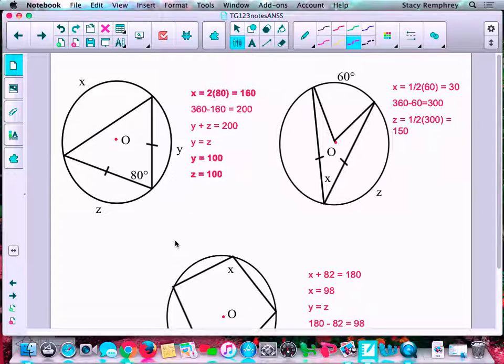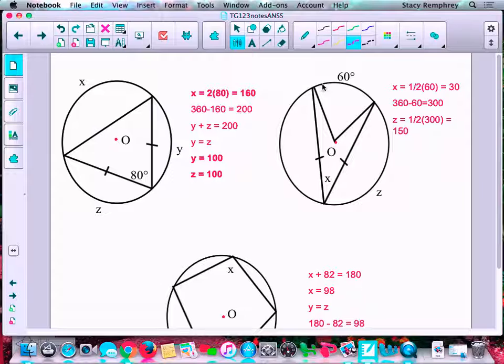All right, I didn't show all the colors this time. For arc x, that's intercepted with the 80-degree angle. This is half of what the arc is, so the arc must be 160. Then I took 360, I subtracted arc x, which was 160, which left me 200 degrees. Because these are congruent chords, y and z are congruent arcs. So each of them must be 100.